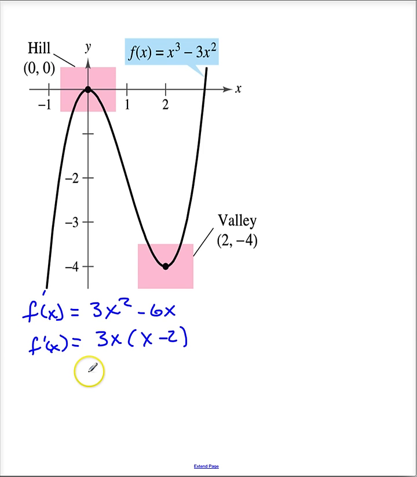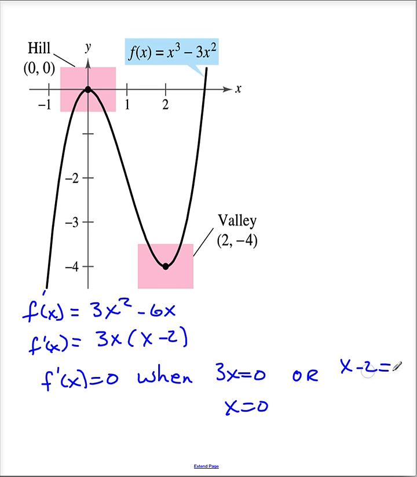And we'll see f prime equals 0 when one of the factors equals 0. So when 3x equals 0, or x equals 0, or when x minus 2 equals 0, or x equals 2. And lo and behold, I have a critical number here at x equals 0 and a critical number at x equals 2.